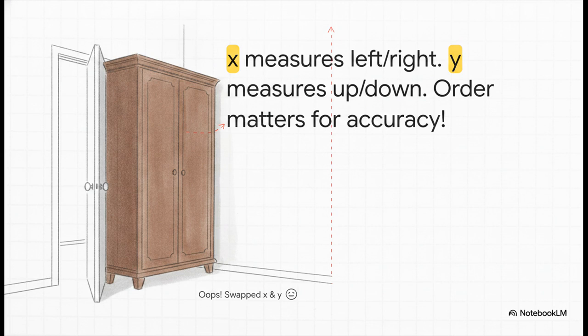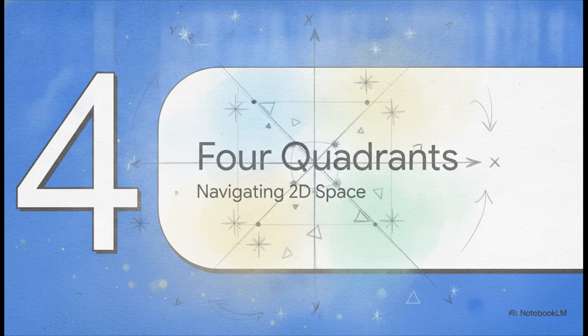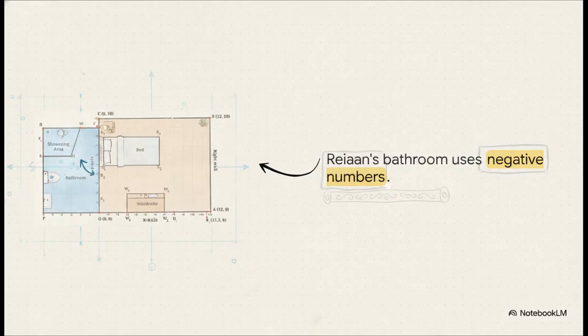I mean, if you swap them around, well, you might end up putting a wardrobe right in the middle of a doorway, and nobody wants that. Next up, Section 4, Navigating the 4 Quadrants. But hey, what happens when our map actually needs to grow beyond just the positive numbers?